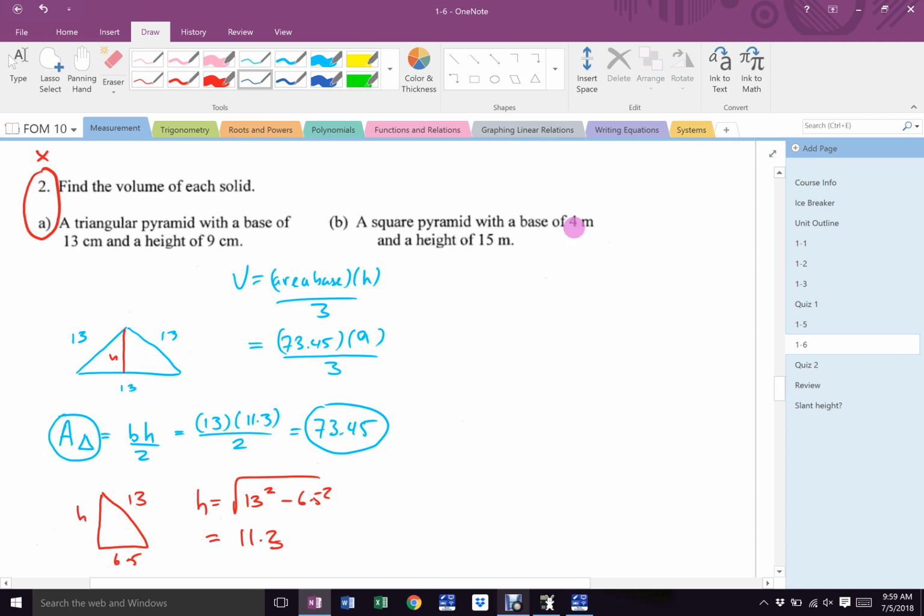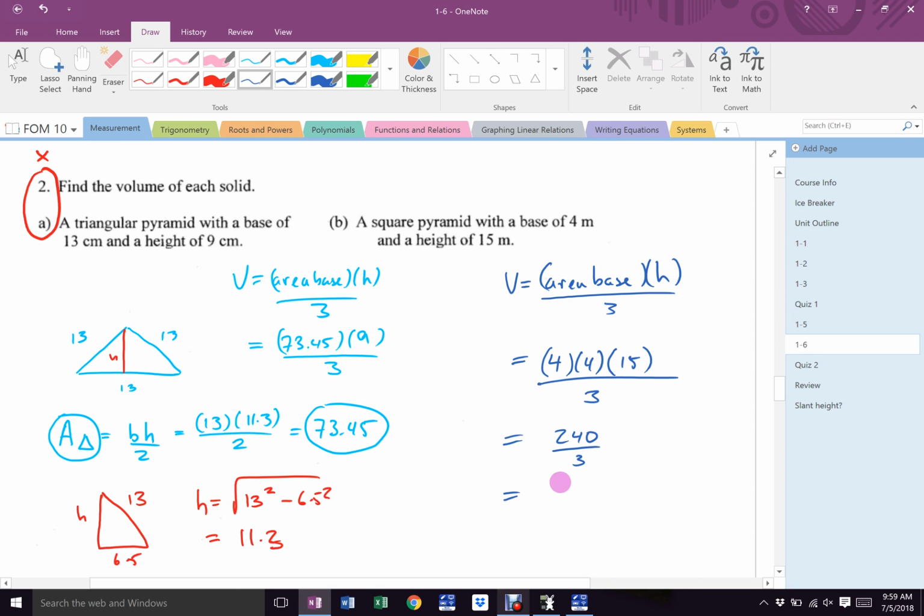A square pyramid with a base of 4 and a height of 15. I want the volume. Volume is always area of base times the height, and since it's a pyramid, it's divided by 3. The base is 4, so that must mean it's 4 times 4, because it's a square pyramid. Its height is 15, and all that is divided by 3. 4 times 4 is 16. 16 times 15 is 240 divided by 3. 240 divided by 3 is 80 meters cubed.